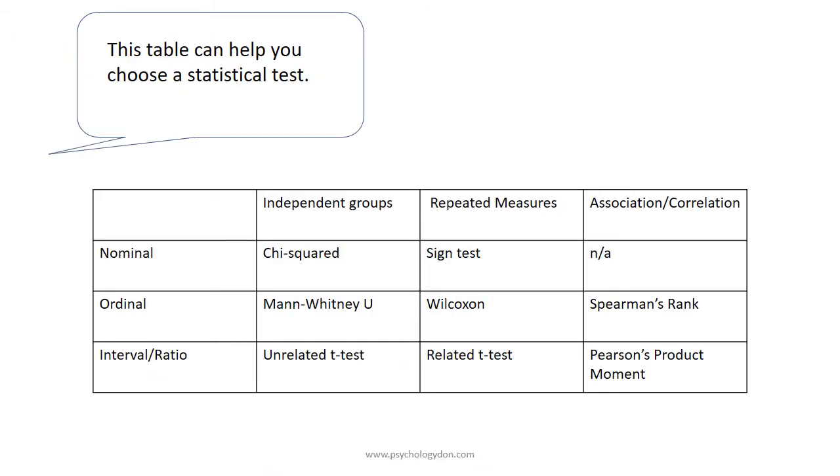This table can help you choose a statistical test. For example, with nominal data and an independent groups design, you choose a chi-squared test. However, with ordinal data and an independent groups design, you choose a Mann-Whitney U test. And with ordinal data and repeated measures design, you choose a Wilcoxon test.